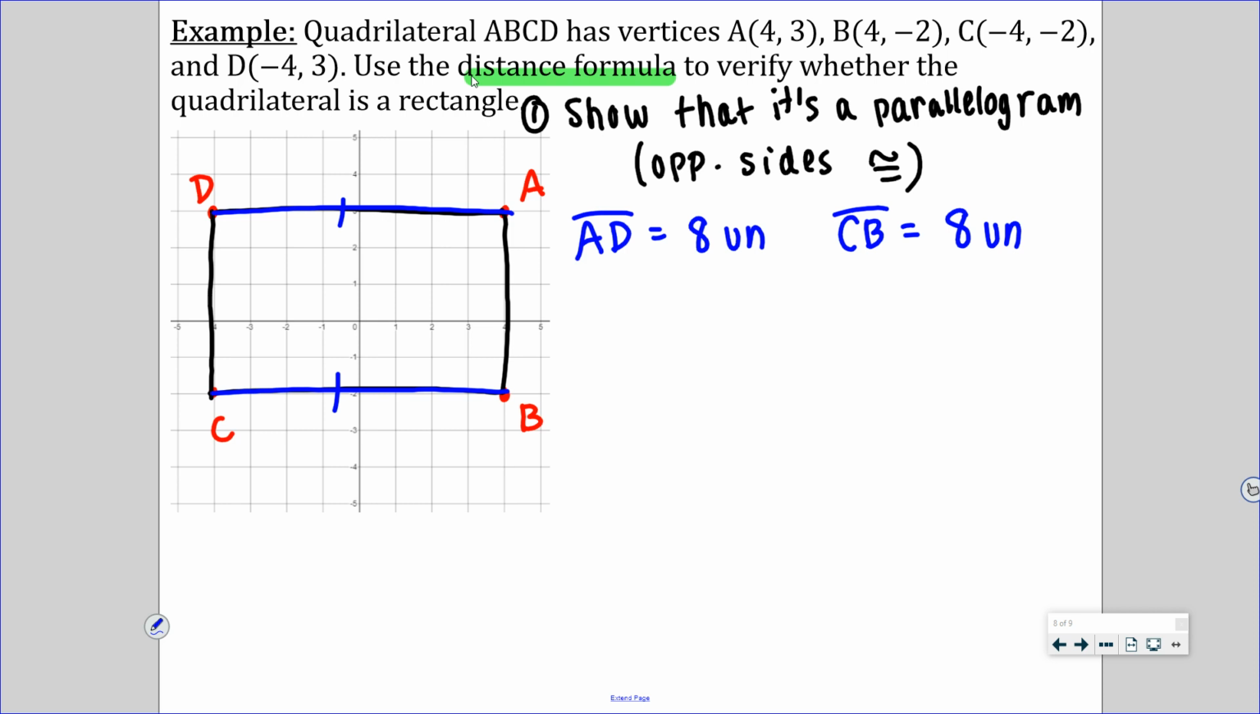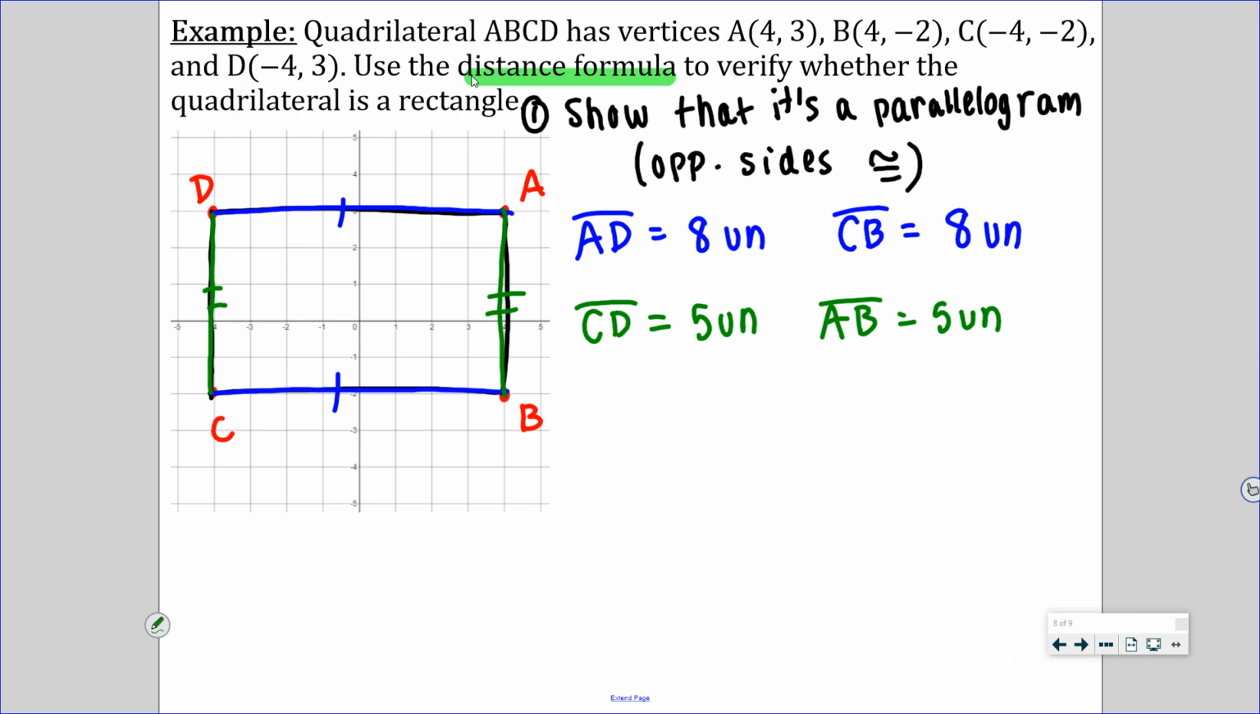Now I have to show both sets of sides are congruent. So now let's check the other ones. And these are nice, easy vertical ones. All right. What's the length of CD? 5. What about AB? Also 5. Are those sides congruent? Yes. All I've done right now is show it's a parallelogram.